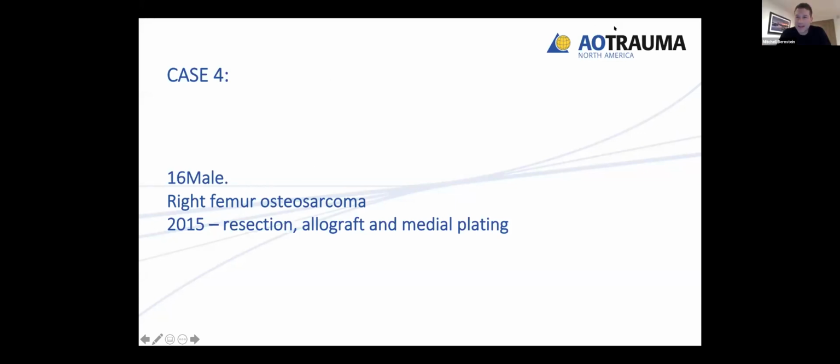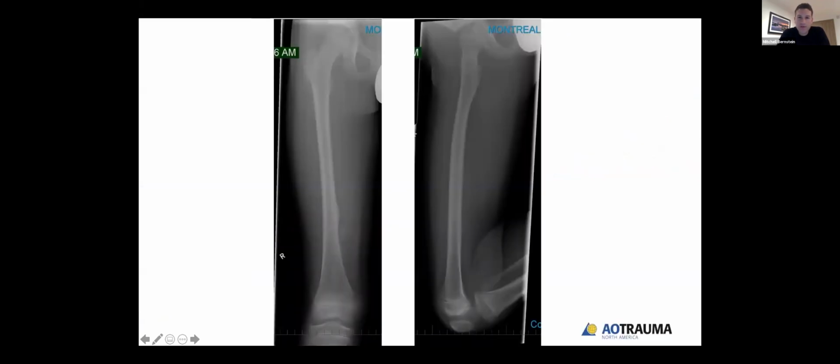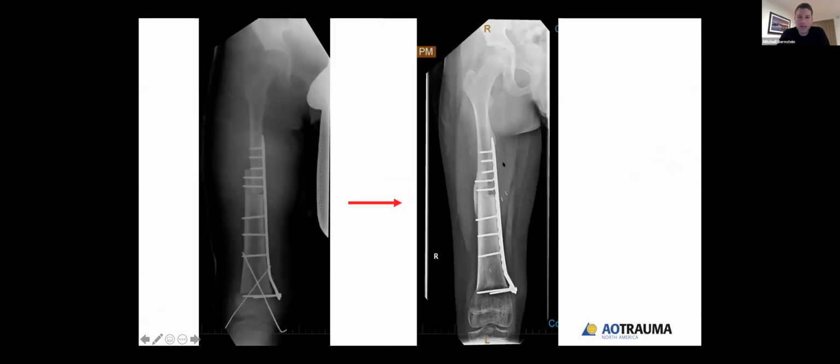Okay, so this is a recent case that I had. I thought it would highlight some of the points that we've been making here today. So here we go. I'll fast forward through the history. This patient had a distal femur osteosarcoma that had a resection, limb salvage, physeal sparing, and had an allograft. That allograft failed. It was a medial approach, as oncologists do.